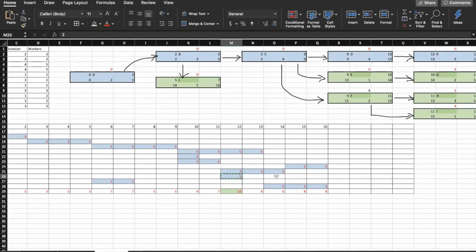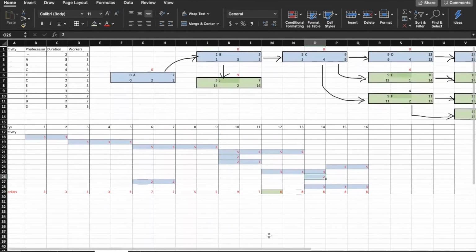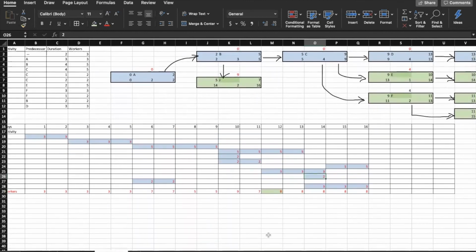Let's see if we can move those two over here to day 14. Oh yeah, so that gives us a maximum of 8 workers on day 12 and day 13, 14, 15 and 16, which is much better than what we started with.